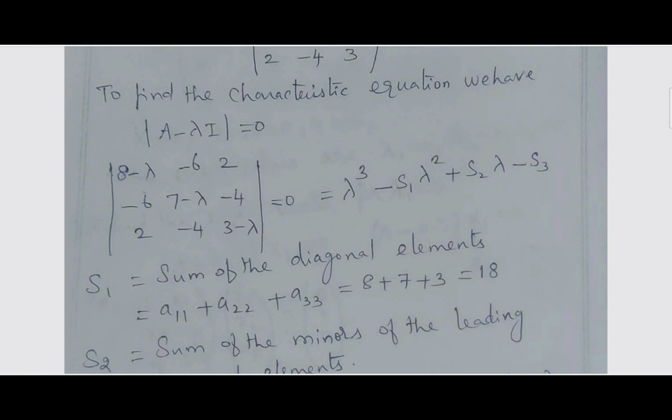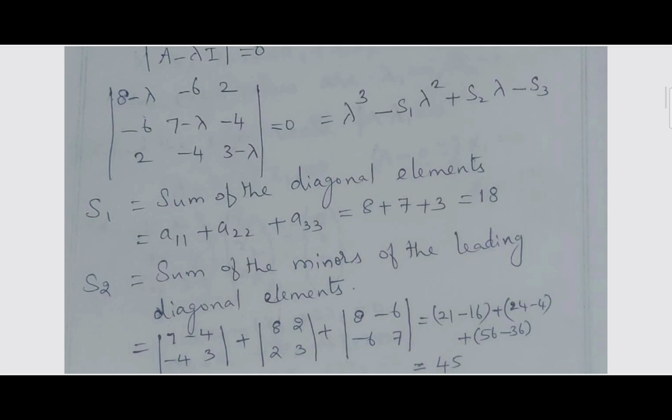By the shortcut method, I am going to write that as lambda cube minus S1 into lambda square plus S2 into lambda minus S3, where S1 is the sum of the diagonal elements, a11, a22, a33, by adding the leading diagonal elements. So it is 8 plus 7 plus 3, which is 18. Similarly, S2 is nothing but the sum of the minors of the leading diagonal elements.